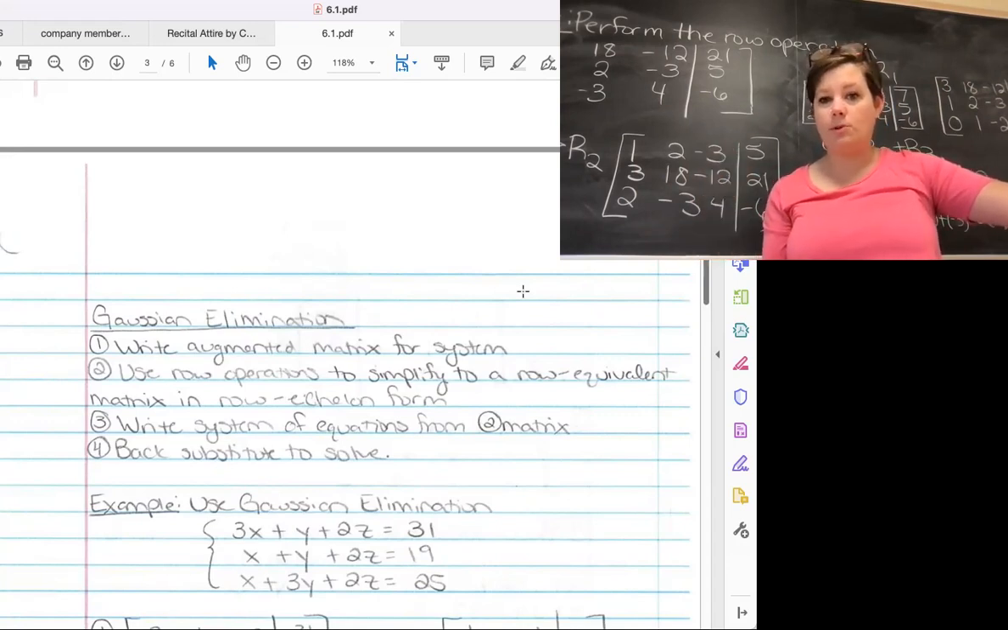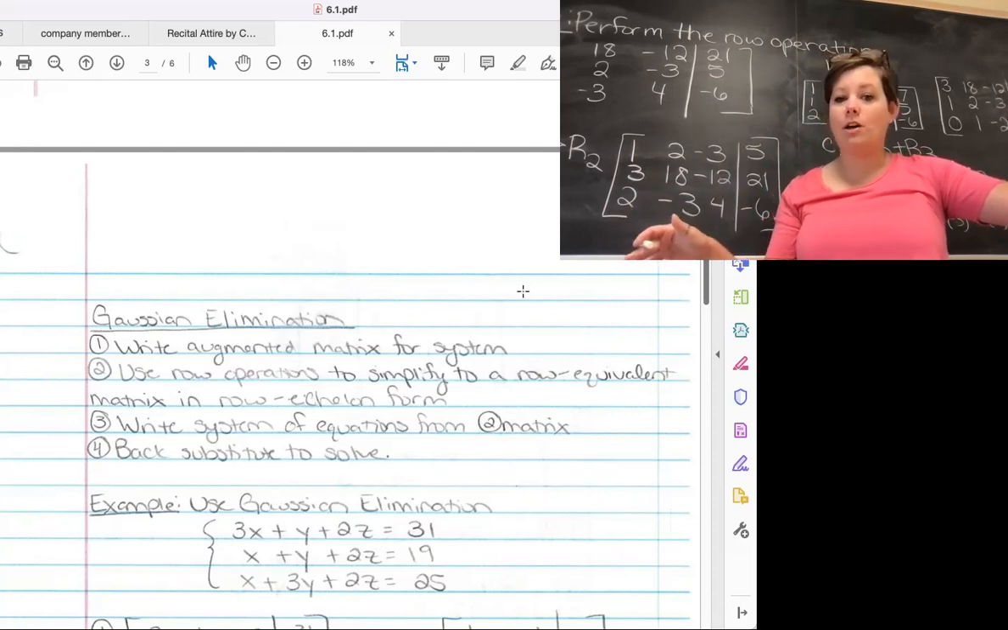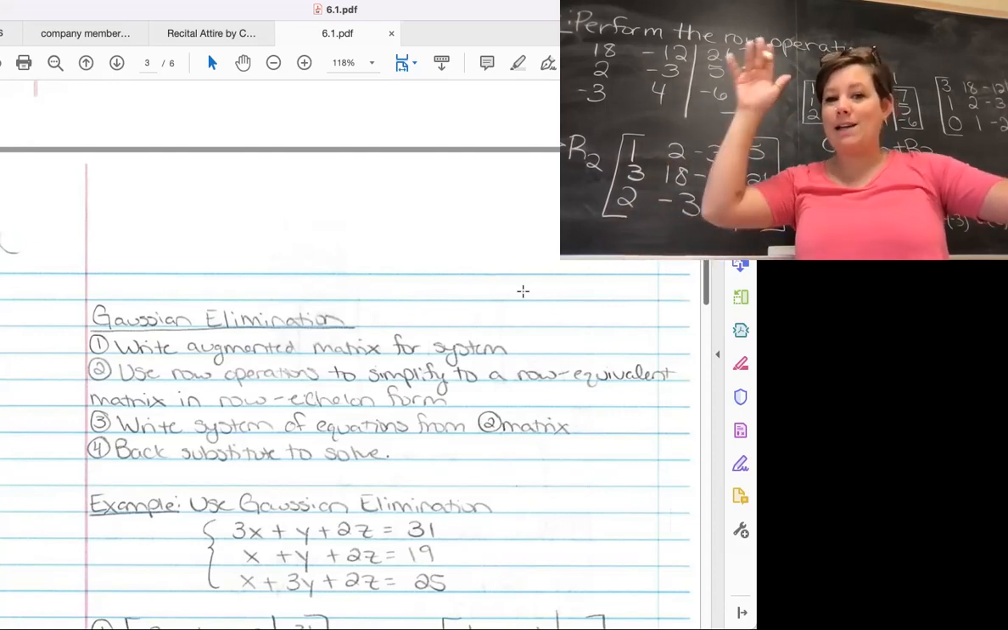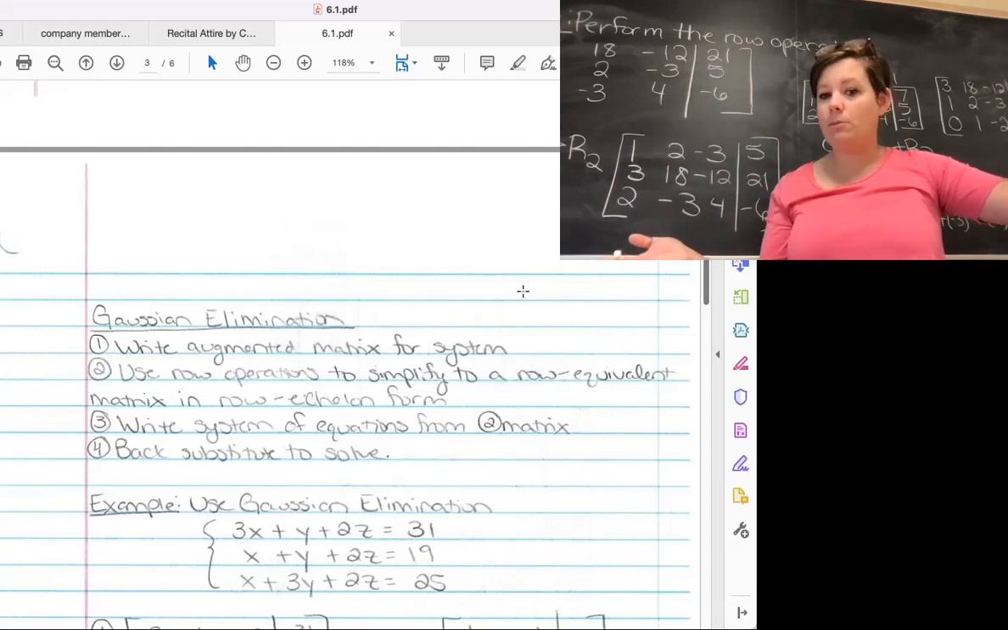So there's 4 steps really that you're going to do. The first step is you need to write an augmented matrix for the system that is given. After that, you're going to use row operations to get a row equivalent matrix in row echelon form. So you're going to keep manipulating your matrix until you get that row echelon form where you have the diagonal of 1s with 0s underneath. Then you will write your new system of equations from that row echelon matrix, and you will be able to back substitute to solve for all of your variables.